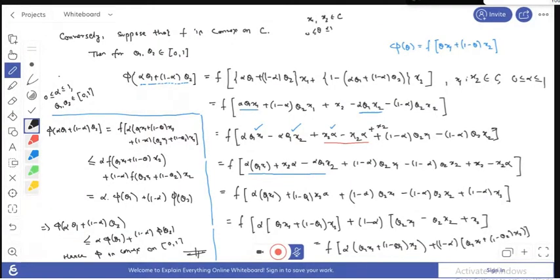ओके, सो नेक्स्ट वन, any quadratic form is convex if and only if the matrix you get in the quadratic form, that symmetric matrix, is positive semi-definite. Okay, तो next proof है कि हमारा जो कोई भी quadratic form होगा वो convex होगा if and only if the matrix B is positive semi-definite.